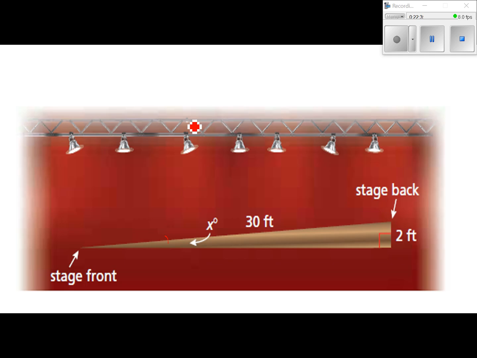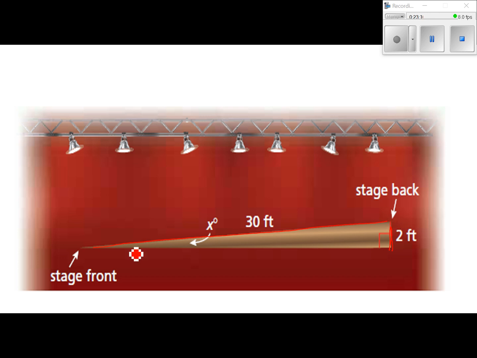All right, some word problems. This isn't actually a word problem, but it's sort of a word problem. It's one that I've already drawn the picture for you. And we have this stage, and we're trying to figure out what angle the stage is at. The back of the stage is 2 feet tall. This length in the stage is 30 feet long, and we want to find this angle.